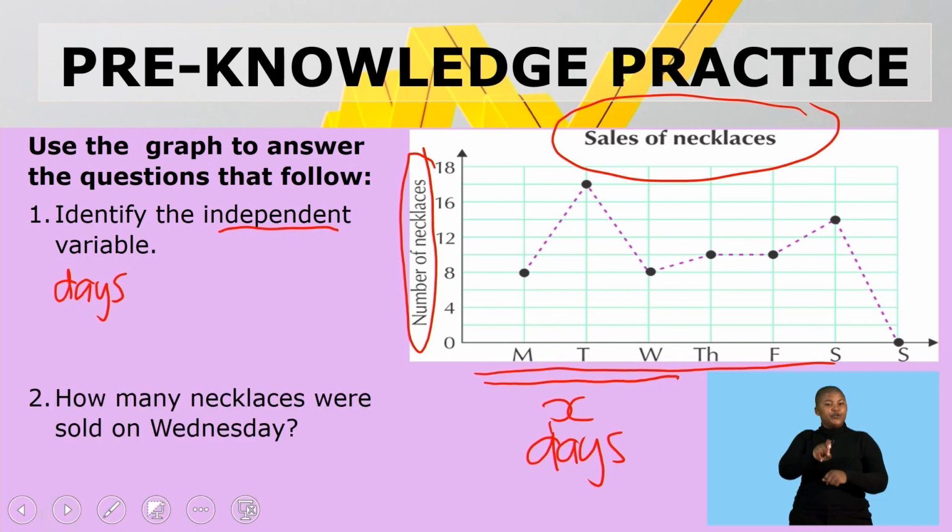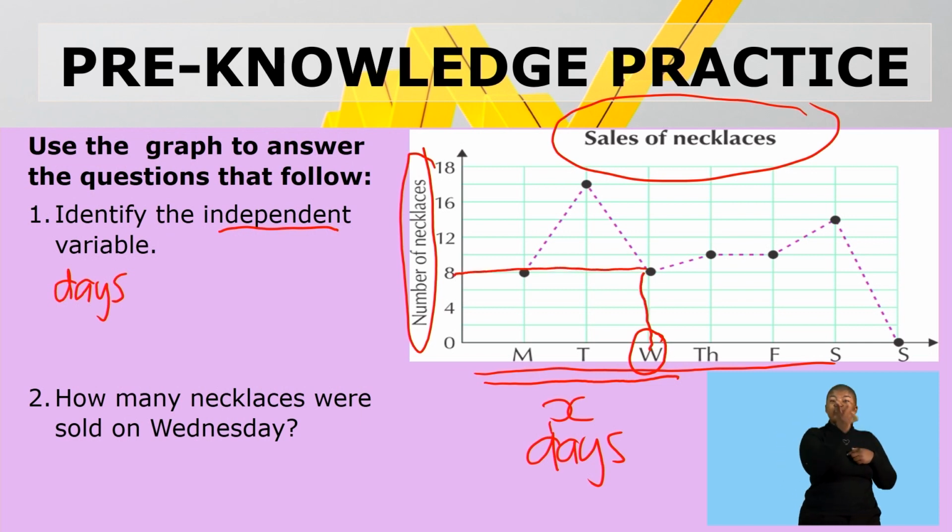Next question. How many necklaces were sold on Wednesday? So first, I find Wednesday on my graph, go up to the dot, then go to the y-axis, and you will see it was 8 necklaces that they sold.